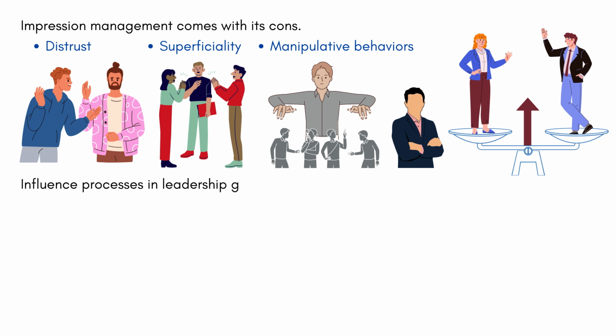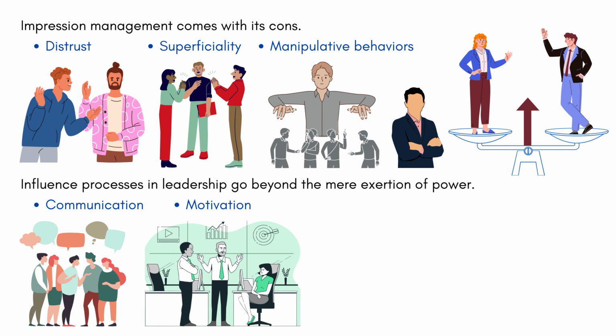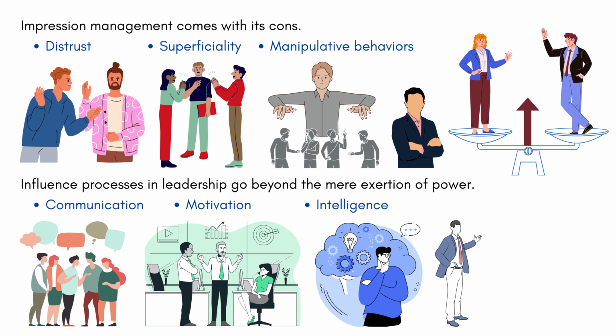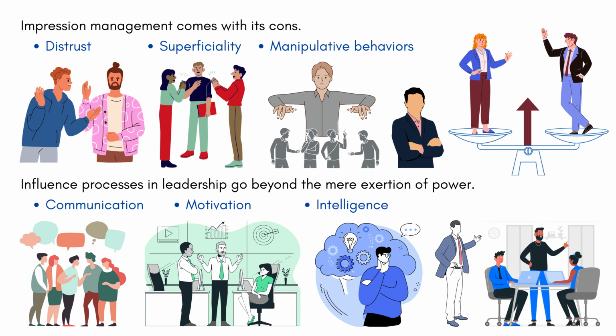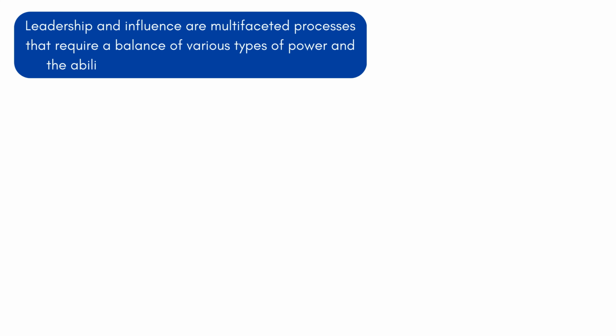Influence processes in leadership go beyond the mere exertion of power. They involve communication, motivation, and emotional intelligence. A leader's ability to understand and manage their own emotions, as well as those of others, can make the difference between a merely effective leader and a great one. Leadership and influence are multifaceted processes that require a balance of various types of power and the ability to manage perceptions effectively.